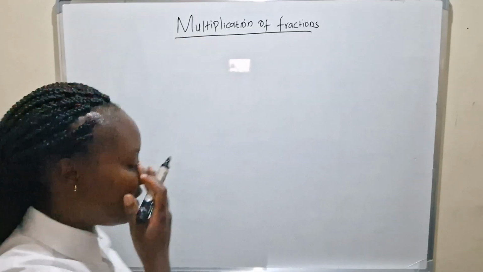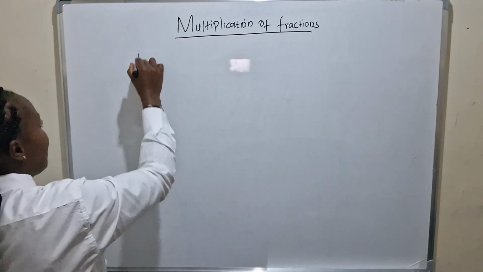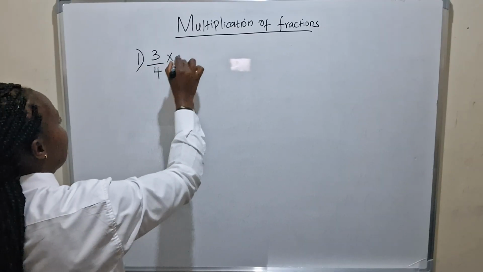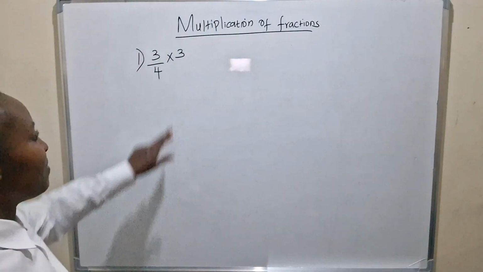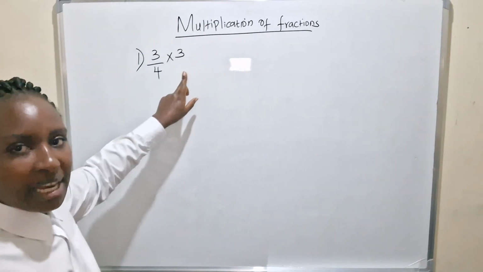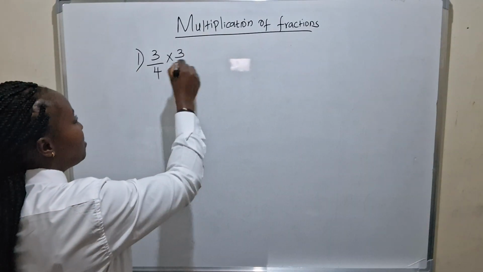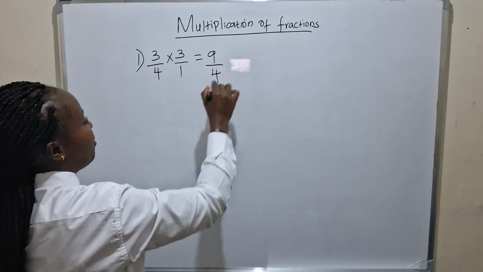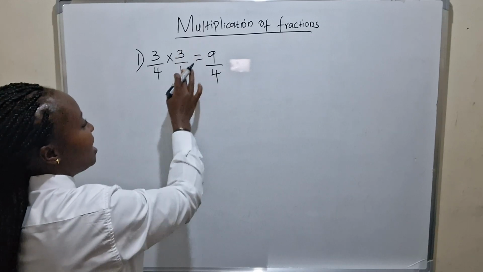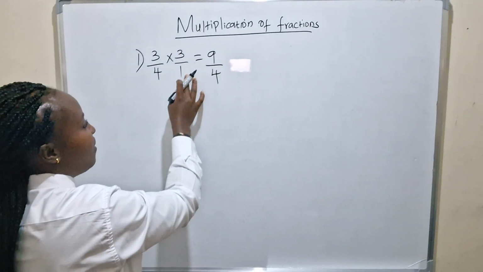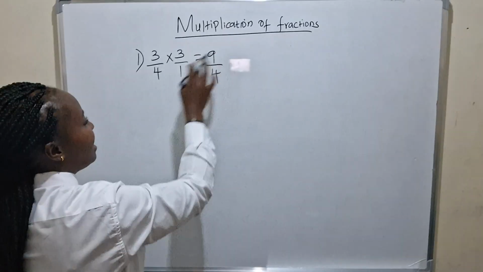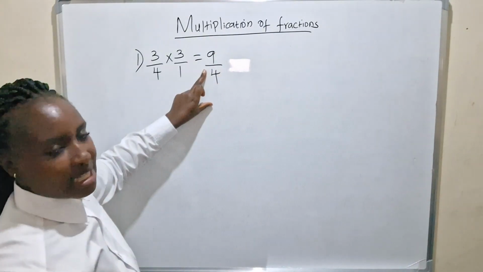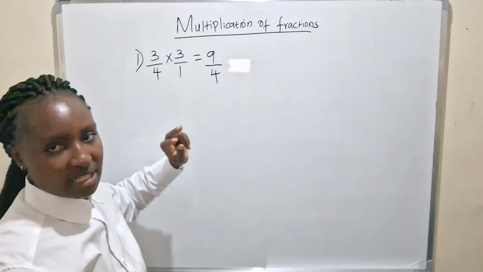So let's do this. For instance, assume number 1, we have this example, 3 over 4 times 3, okay? This is a fraction you multiply by a whole number. So this whole number, you can always put it over 1, so that you can have the answer as 9 over what? Over 4. You multiply the numerator first, then the denominator, okay? So 3 times 3 we get 9, and 4 times 1 we get 4. If at all you're not told to simplify this answer here, you can always leave it like that.